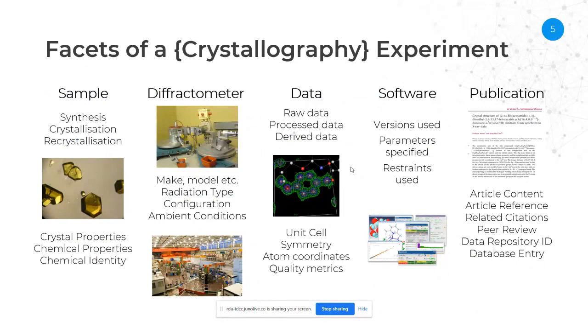You'll then have some equipment like a diffractometer that you might use for your experiment, and there's facets of that you might be interested in, like what model it is, its configuration, the conditions under which it was running. Coming out of all this is data, and we'll have raw data, processed data, derived data, specific artifacts of that might be relevant to a domain.